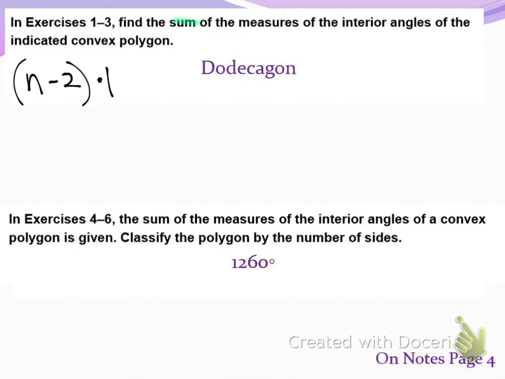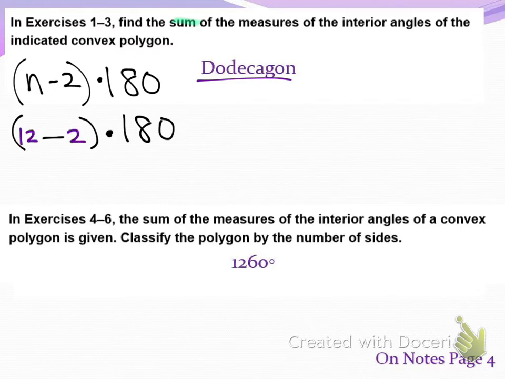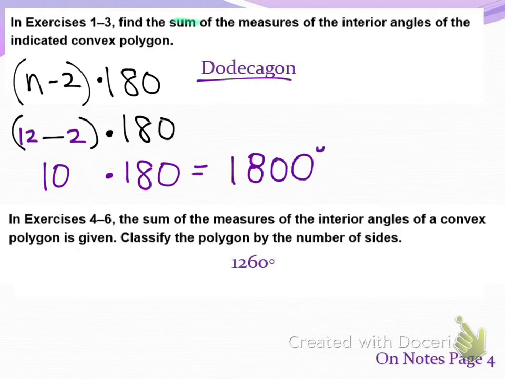(N minus 2) times 180. And then N represents the number of sides. So we have a dodecagon. How many sides does that have? 12. 12 minus 2 is 10, times 180. 1,800 degrees.